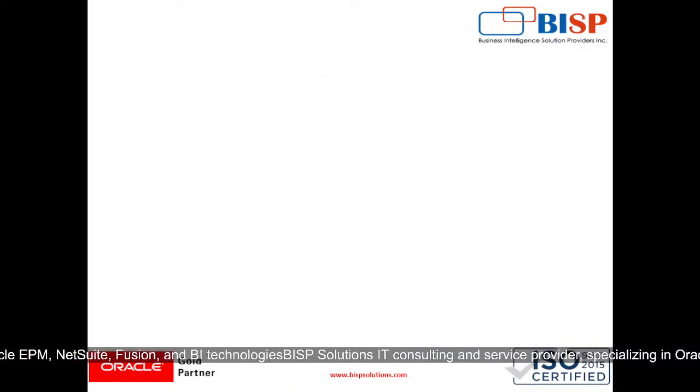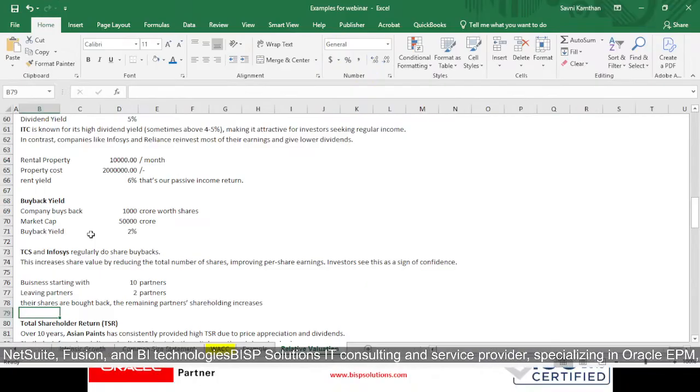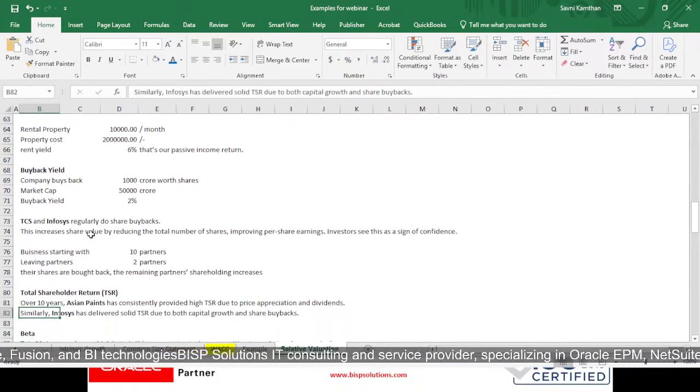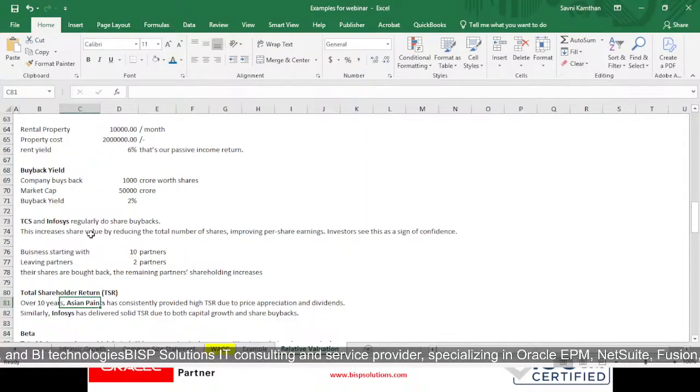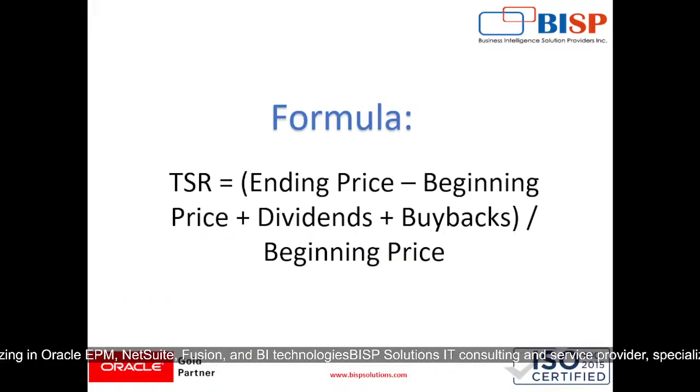Let's take an example. Over 10 years, Asian Paints has consistently provided high TSR due to price appreciation and dividends. Similarly, Infosys has delivered a solid TSR due to both capital growth and share buybacks, right? So TSR is the best indicator of real return to shareholders, not just stock price growth, right?